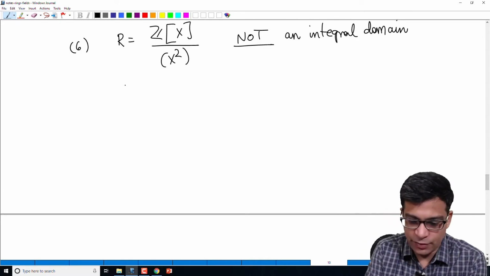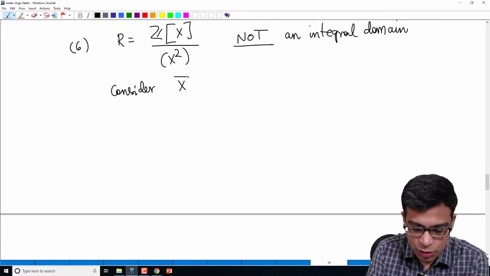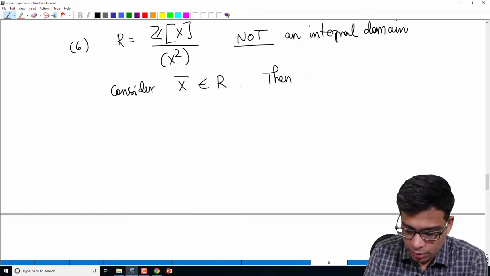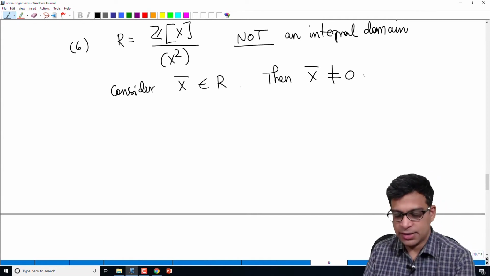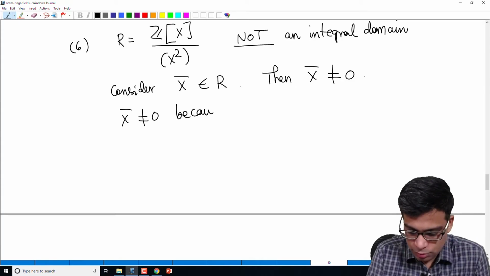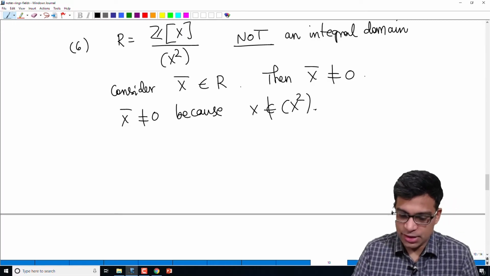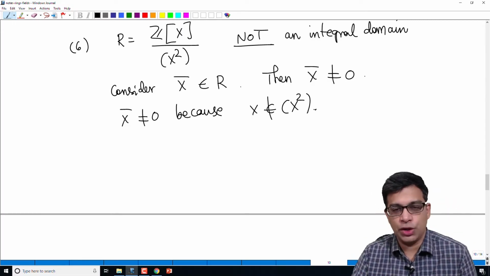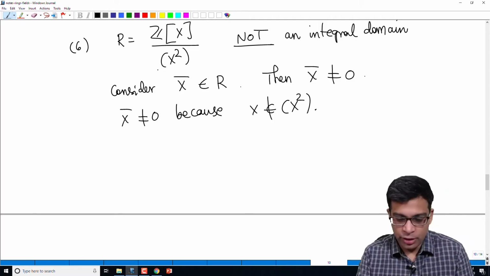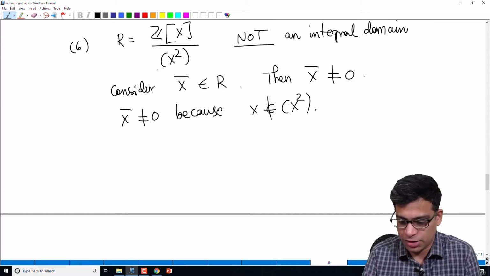In this case it's trivial, because consider the residue of x. So consider x bar in R. Then x bar is non-zero. Why is this? X bar is non-zero because x is not in the ideal (x squared). Remember, residues are 0 if before taking the residue the element is in the ideal that you are quotienting. X bar is 0 if and only if x is in the ideal (x squared).